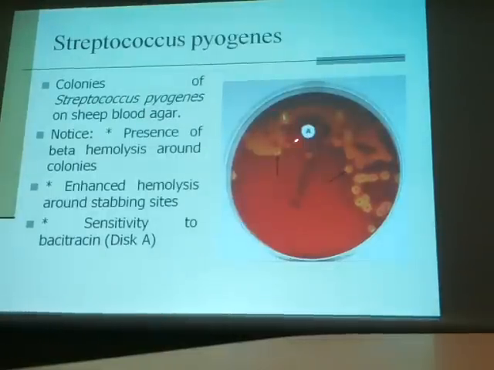Stabbing by the loop. Okay, we do stabbing in a different area on the media. When we do stabbing, we block the bacteria in the agar. So we give it a low concentration of oxygen to study the effect of streptolysin O on blood agar.